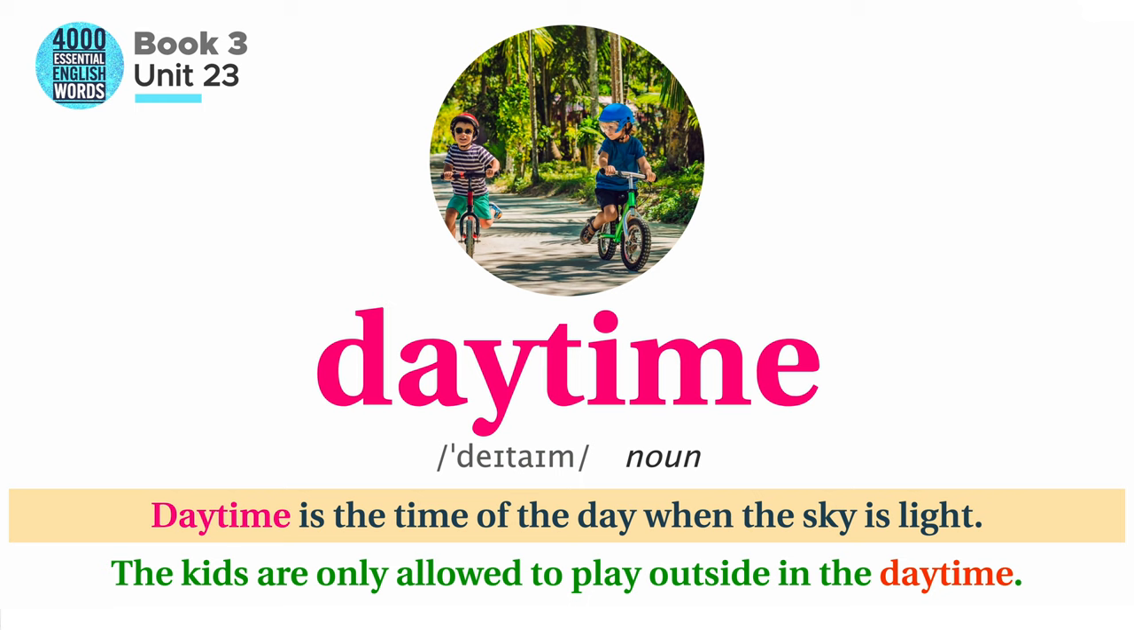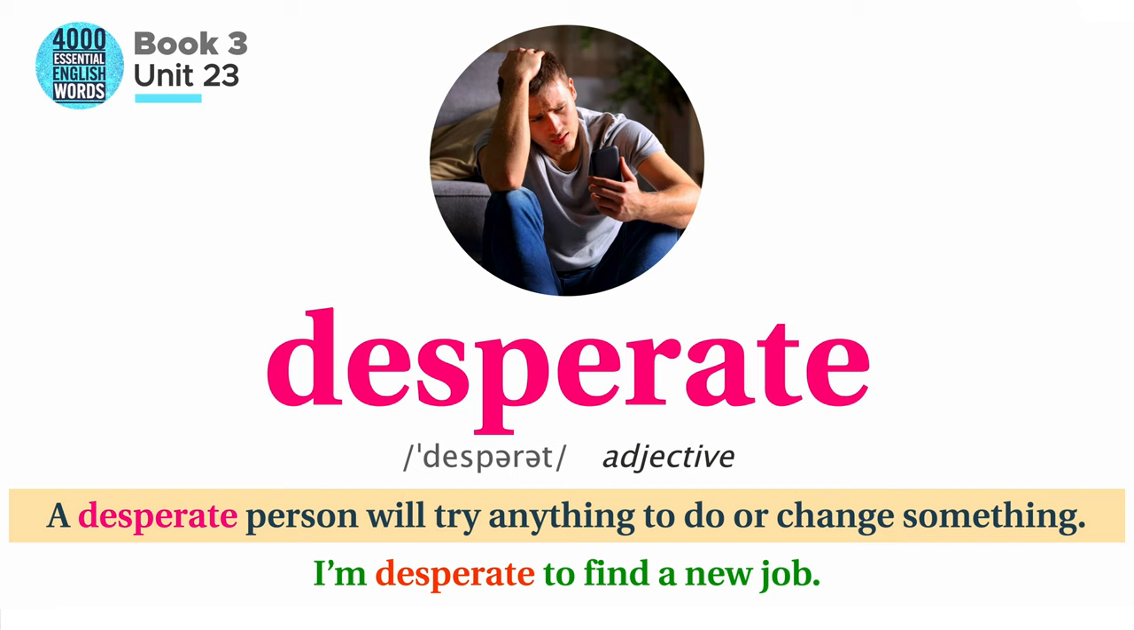Daytime. Daytime is the time of the day when the sky is light. The kids are only allowed to play outside in the daytime. Desperate. A desperate person will try anything to do or change something. I'm desperate to find a new job.